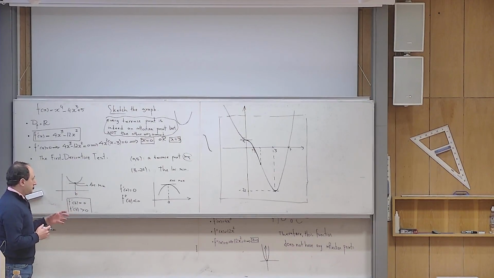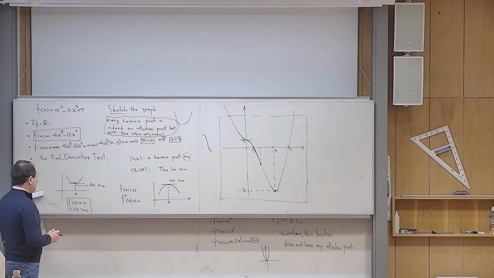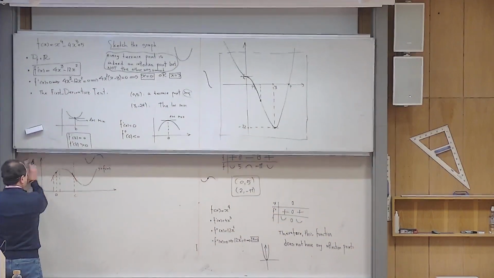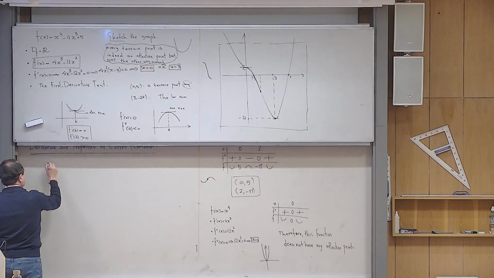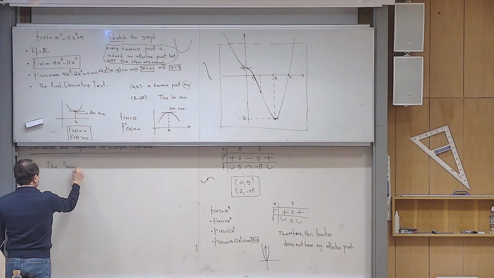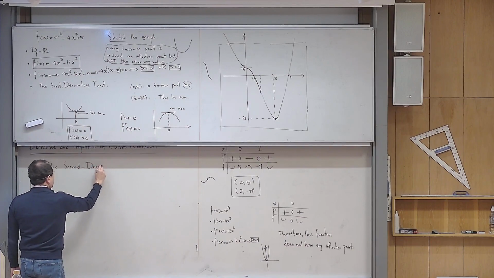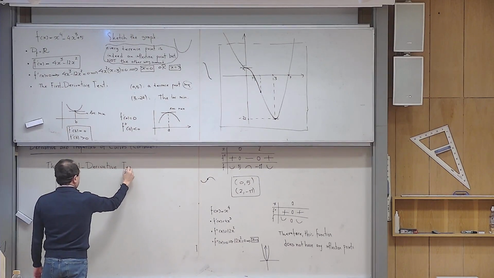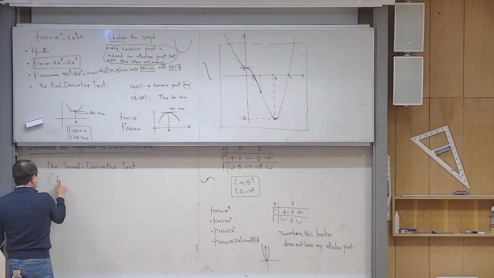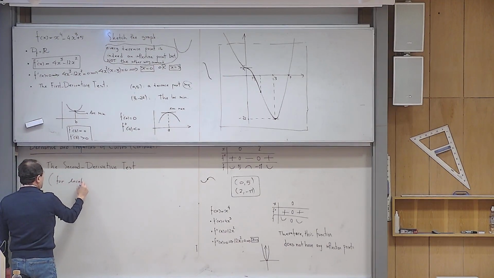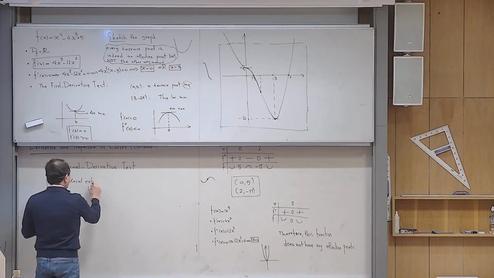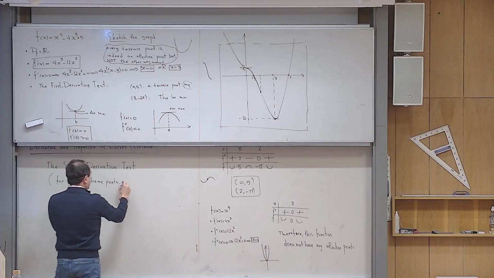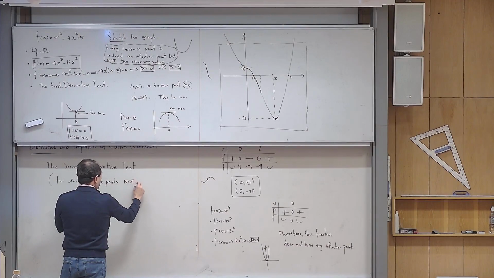So what is the recipe? The recipe is that for you, this is called the second derivative test. So the second derivative test, again, let me emphasize, for local extreme points, not terrace points.